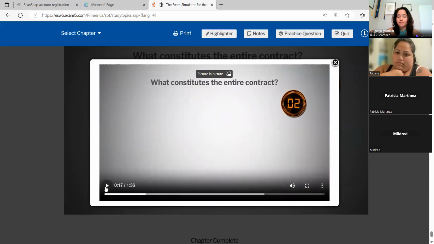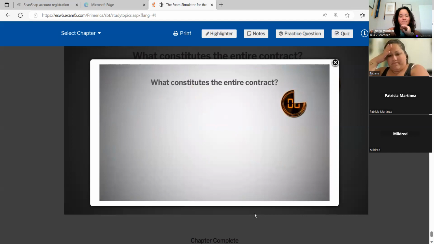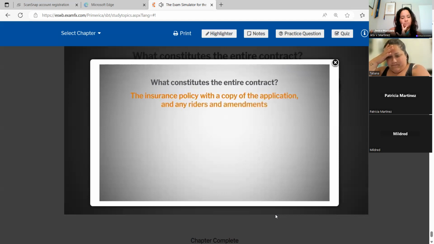What do you guys think? So that's the whole contract: the application, the policy, premium, and the riders or amendments. I think that was it. That's it. The insurance policy with a copy of the application and any riders and amendments.